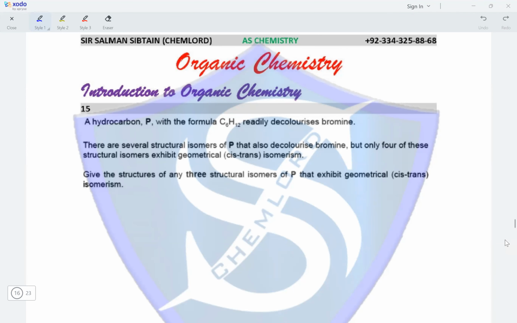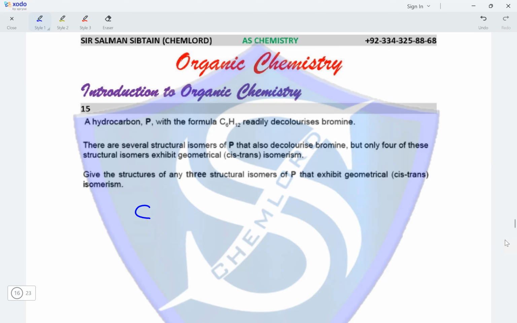Question 15. A hydrocarbon P with the formula C6H12 readily decolorizes bromine. So that means it is an alkene. There are several structural isomers of P that also decolorize bromine, but only four of these structural isomers exhibit geometrical or cis-trans isomerism. Give the structures of any three structural isomers of P that exhibit geometric or cis-trans isomerism. So we need to have two groups of the same type on two carbon atoms.